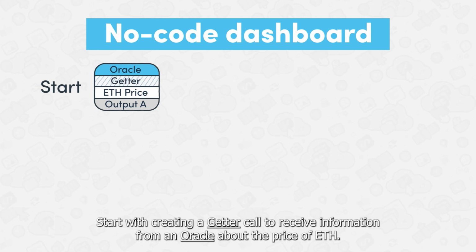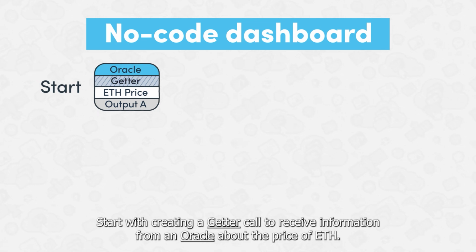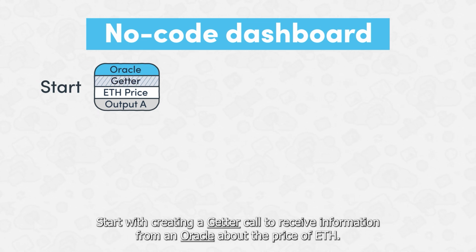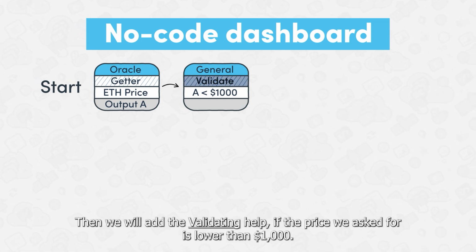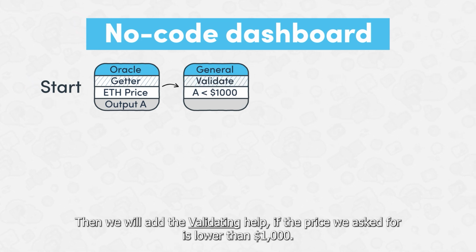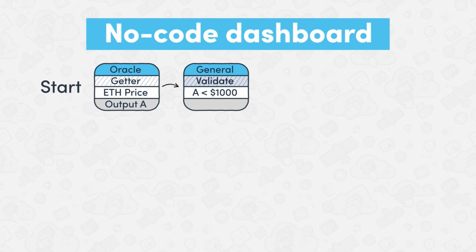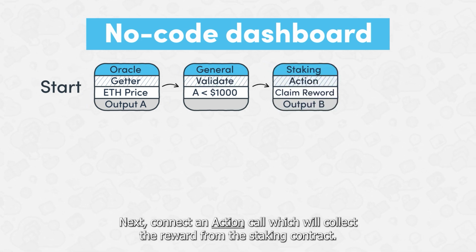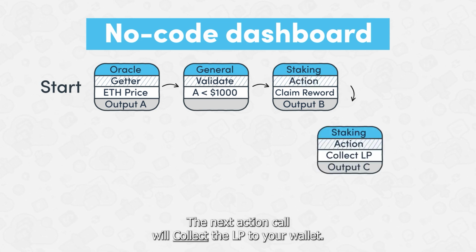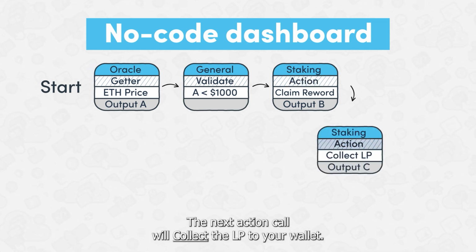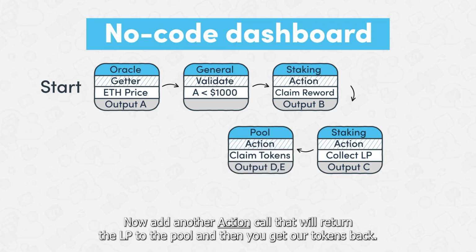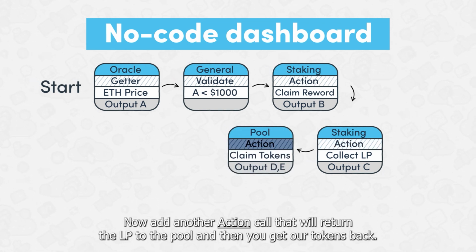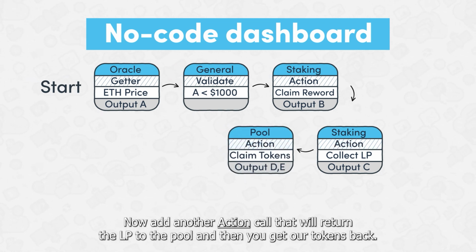Start with creating a getter call to receive information from an oracle about the price of ETH. Then we will add a validating call if the price we ask for is lower than $1,000. Next, connect an action call which will collect the reward from the staking contract. The next action call will collect the LP to your wallet. Now add another action call that will return the LP to the pool, and then you get our tokens back.